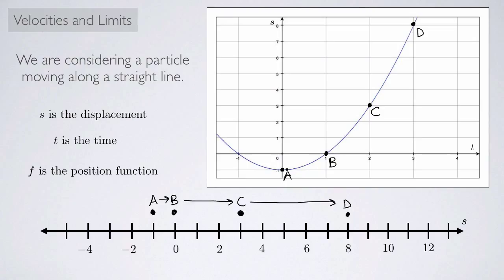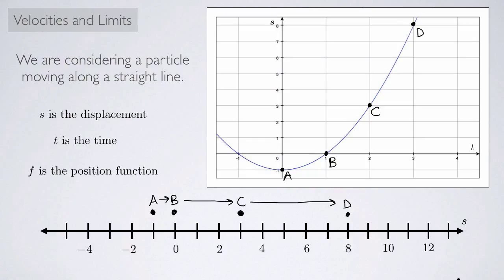And each of these intervals between A and B, B and C, and C and D is 1 unit of time here. Maybe if you think of this as seconds, then that would be 1 second in between each letter here. So if it's 1 second from A to B, another second from B to C, and another second from C to D, you can see that the particle appears to be speeding up.